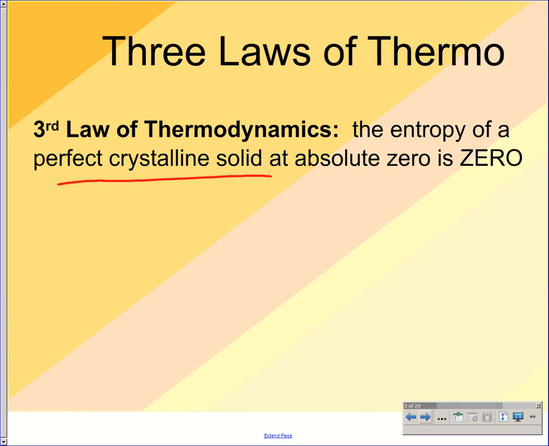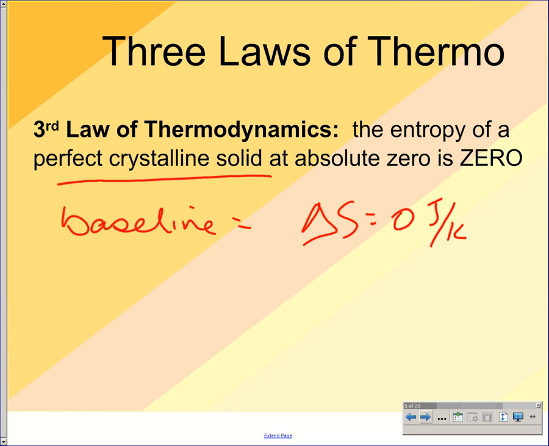And what's one here? The reason that we have to know this law is because we need a baseline. Whenever delta S is equal to 0 for a perfect crystalline structure, this gives us a baseline. So everything other than a perfect crystalline structure is going to have a higher amount of entropy, a higher amount of disorder. So we set this equal to 0 so that everything else is higher.